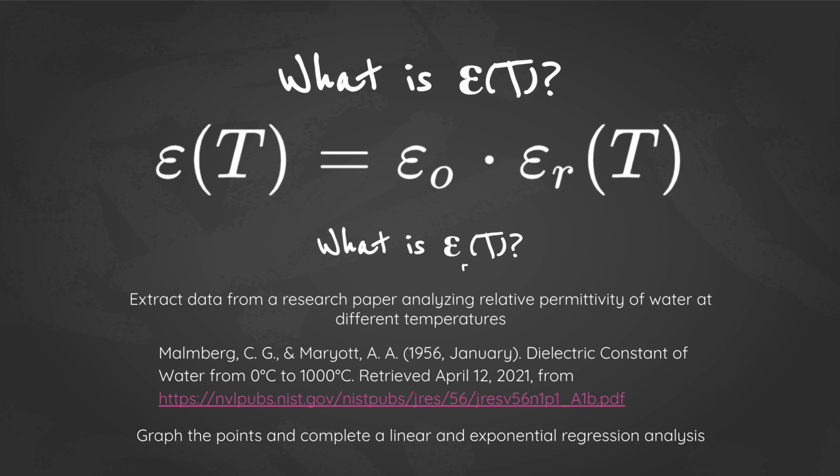We're going to be extracting data from a research paper that analyzed relative permittivity of water at different temperatures. You can see the APA citation of the article right here. We're going to graph the points from this article and complete a linear and exponential regression analysis.